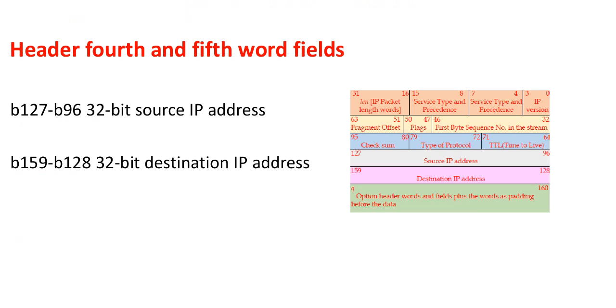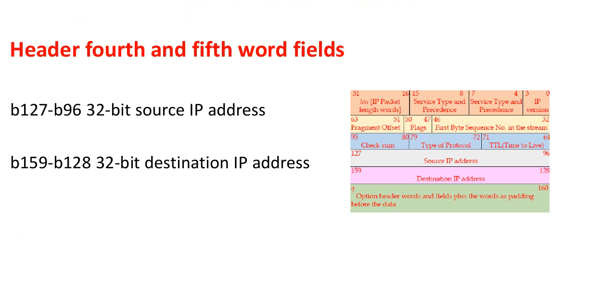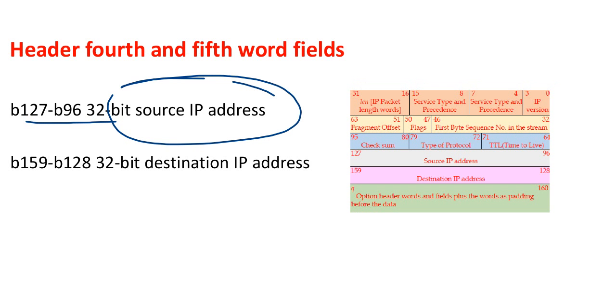Then we go to the next one, bits 127 to 96. This is important for us. This is where we need to apply our minds: the source IP address and the destination IP address. These two things are very essential for us to understand the protocols of internet version v4.